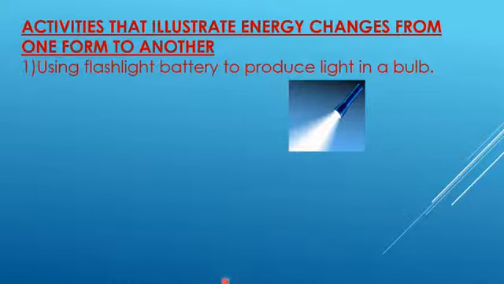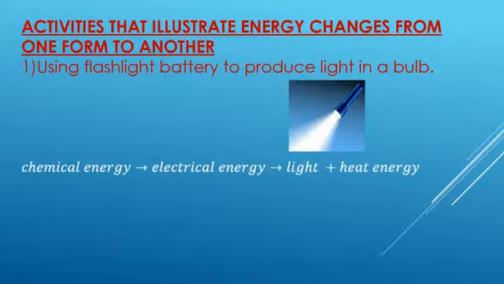So now let's check the answer. In the battery we have chemical energy, because in the battery we have electrolytes or chemicals that react to produce energy called chemical energy. Now this energy is transferred to electrical energy, that's movement of electrons, and then from there forms light in the bulb alongside heat.